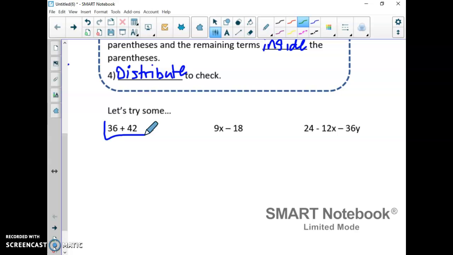Now, I need to think about what number 36 can be divided by that 42 can also be divided by. Now, I automatically see the number 6. Okay, so I'm going to do 6. If you didn't see 6 and you saw 2, do 2. That's 100% okay because we'll get to the same answer so long as you go all the way down. All right, so I'm going to pull out a 6. And I know that 36 divided by 6 is 6. Okay. I'm going to bring down my plus sign. That's just going to come down the whole way. And then 42 divided by 6 is 7.